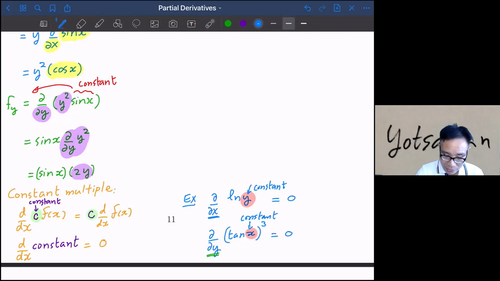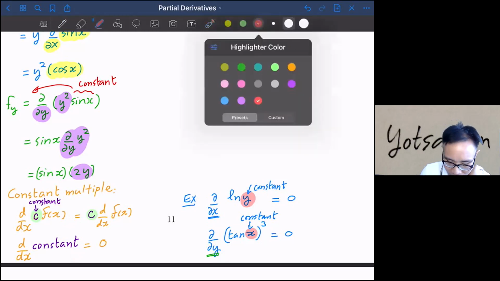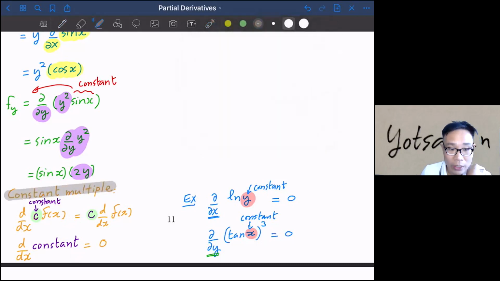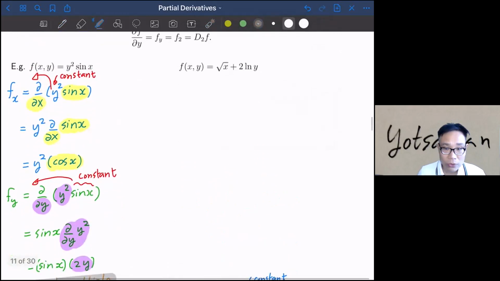So you see that you have to take a look at the variable that you are differentiating, and if it turns out to be constant, you use the constant multiple, or the derivative of a constant is equal to 0. If you get this idea, you should be fine after this lecture. The confusing part of this lecture is just when to use constant multiple and how to identify the constant that we have. Let's try to do this one.